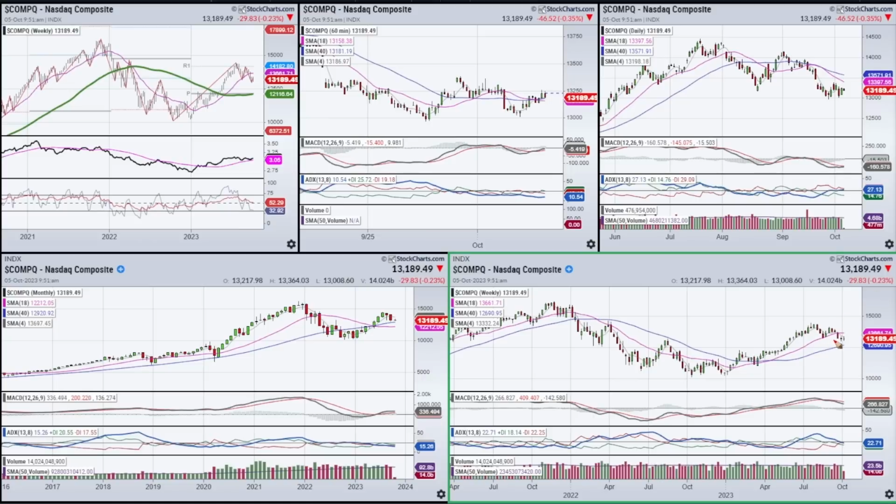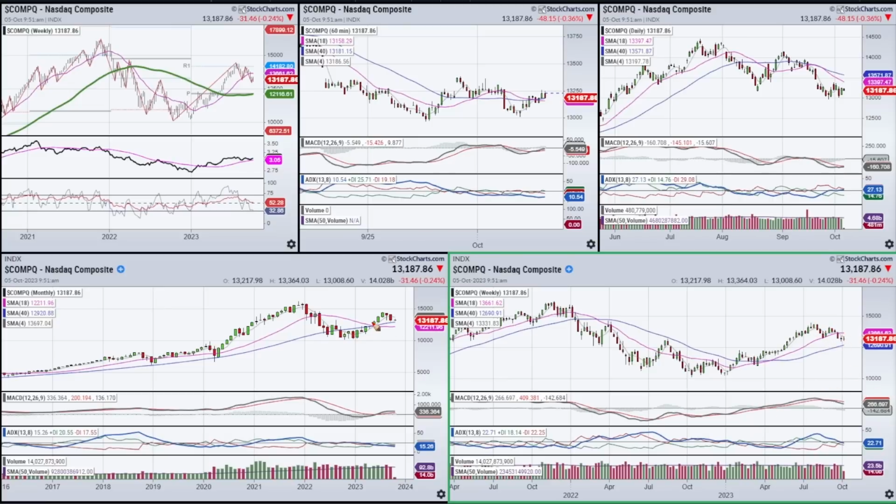The QQQ is a little stronger than this, and the FNGS is stronger than the QQQ. It's because the more narrow you look, these 5 to 10 stocks that are the biggest stocks are the ones that are holding up. But the more broad you go, the more stocks you look at, the more of a correction we're seeing, the more deterioration we're seeing.